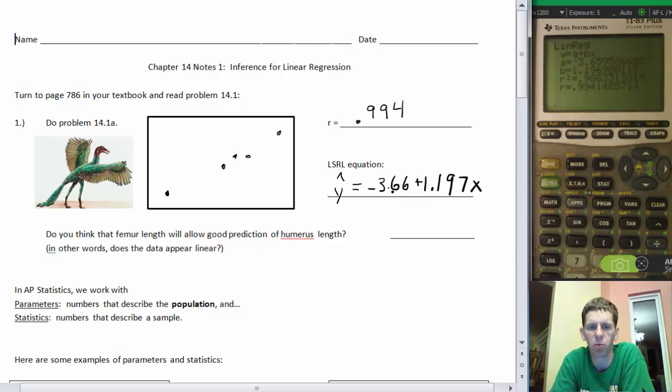Do you think that femur length will allow a good prediction of humerus length? Based on the way the points look, I think it's a pretty nice looking scatter plot. It appears pretty linear. I think this is a yes.